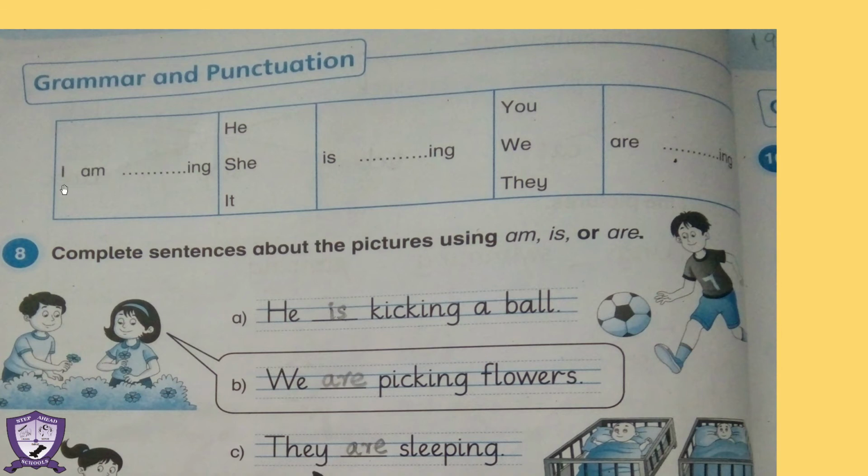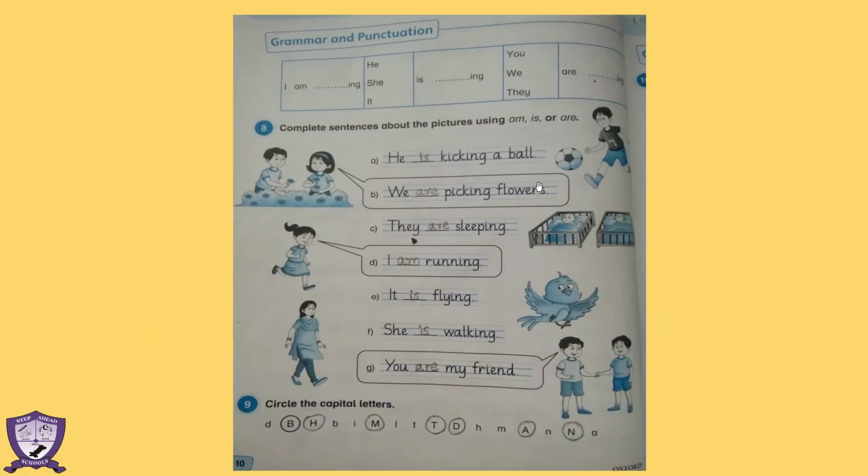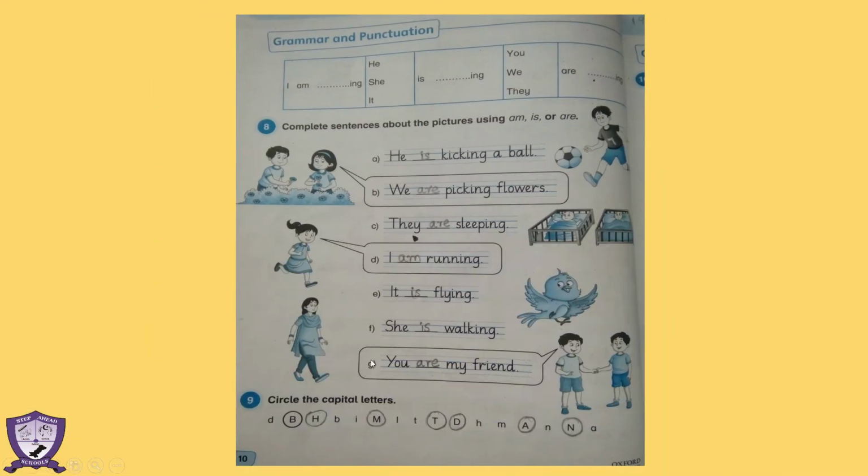Always write am with I. Write is with he, she and it. And are with you, we and they. We are done with filling in the blanks. We have completed it.